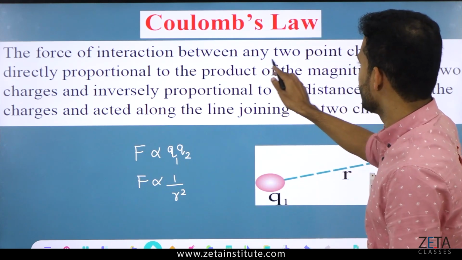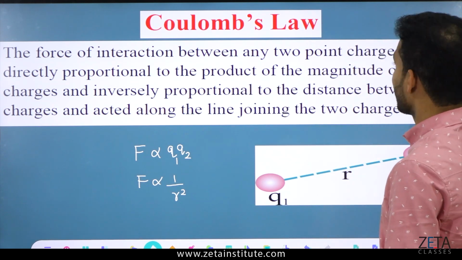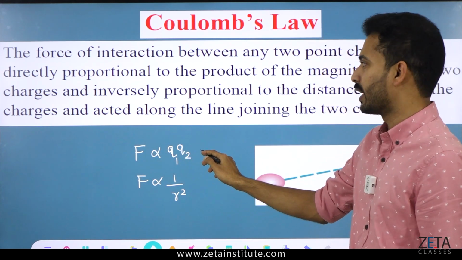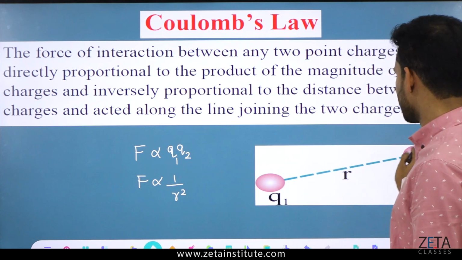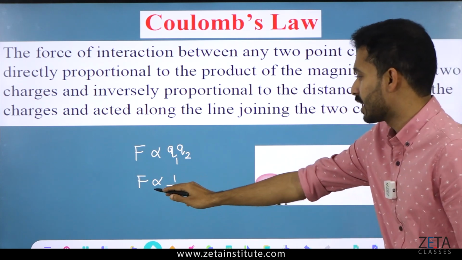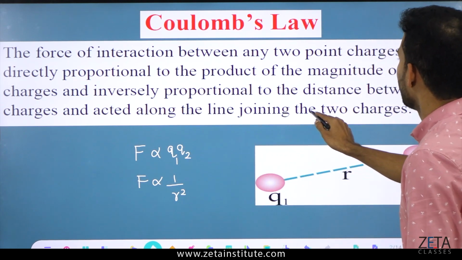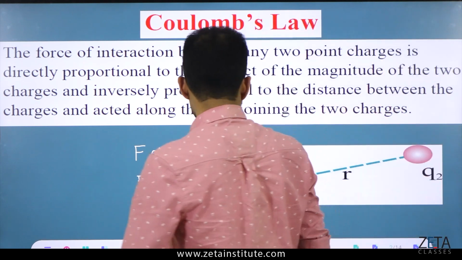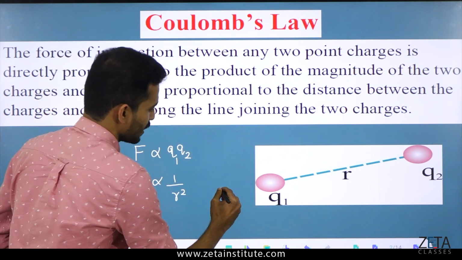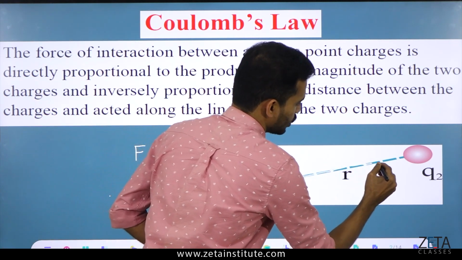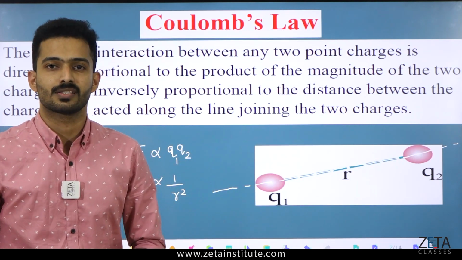So the force of interaction between any two point charges is directly proportional to the product of the magnitudes of the charges, that is F is proportional to Q1 into Q2, and inversely proportional to the distance between the charges, which we take as R. Then we can write F is proportional to 1 by R square. And it acts along the line joining the two charges. This is the line joining the two charges. So it always acts along the line joining the two charges.